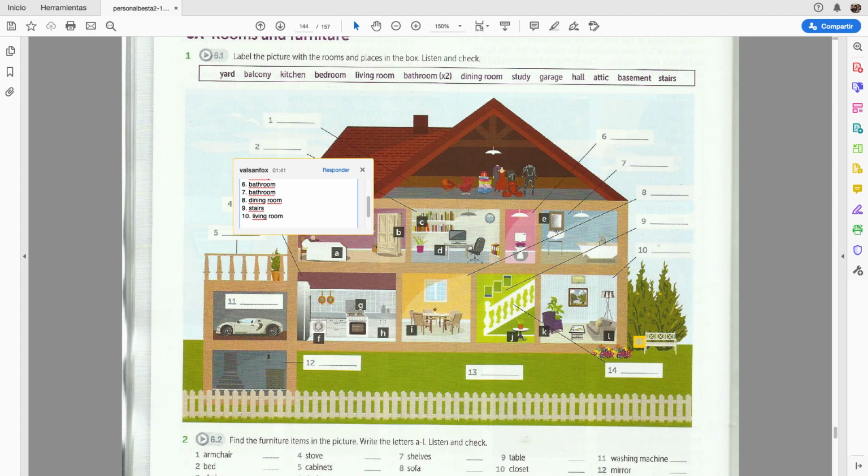And in number 11, let me see. Oh yeah, that's a place where you park your car, and we call it the garage. The garage. Yes.